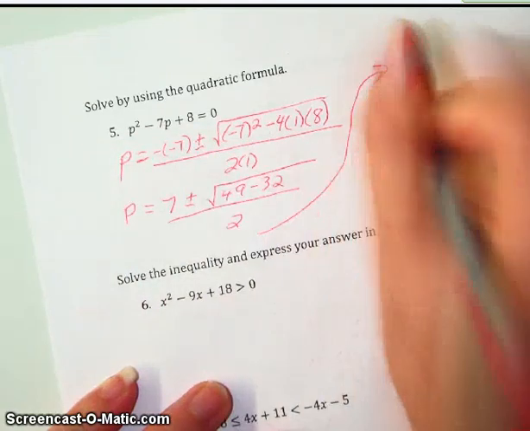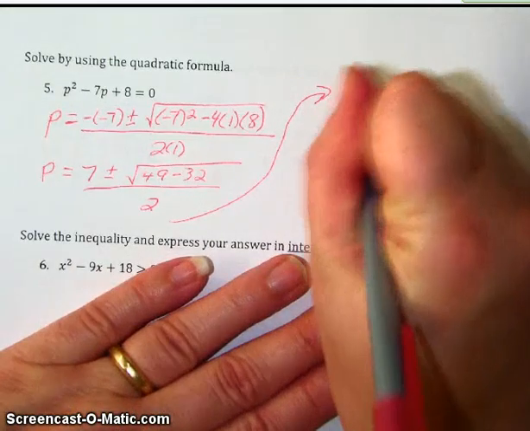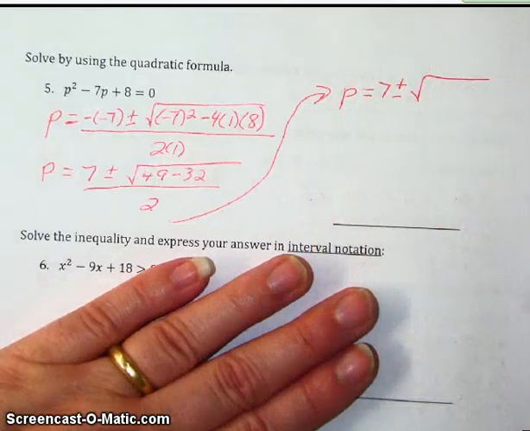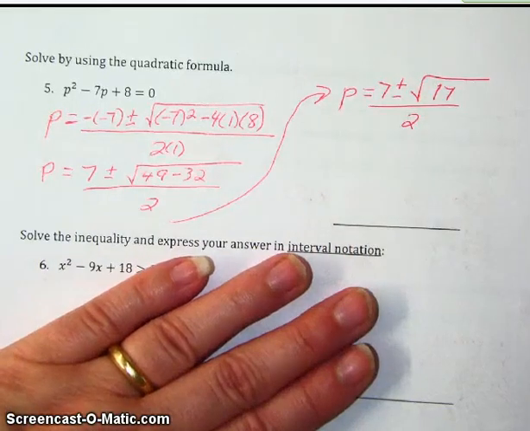I'm going to go here. So P equals 7 plus or minus the square root of 49 subtract 32 is 17, all over 2. And that's as simplified as it can get.